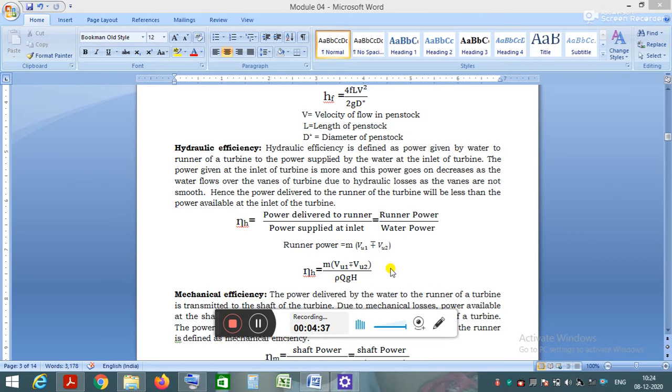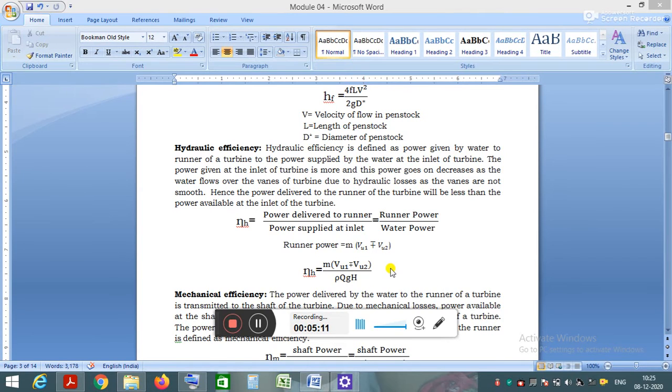And the water power is given by rho Q g H. Rho is density in kg per meter cube, Q is meter cube per second, g is acceleration in meter per second square, and H is head. The water power is given by rho Q g H. This is the equation for finding hydraulic efficiency, which is the ratio of the runner power to the water power.